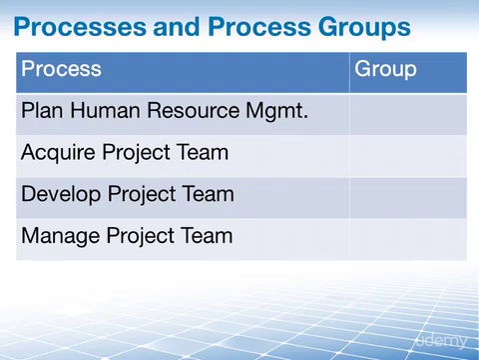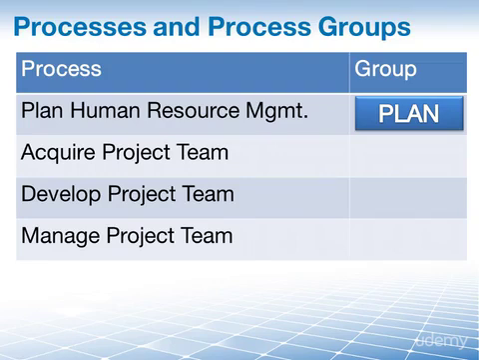Well, 8 out of 10 times you can almost say, well, the first one it goes into the planning process group. And seriously, 8 out of 10 times in the PMBOK guide, that's actually the number. And it's no different here. We have Plan Human Resource Management. So the first one goes into planning. But then what? Okay, Acquire Project Team. What do we do here?